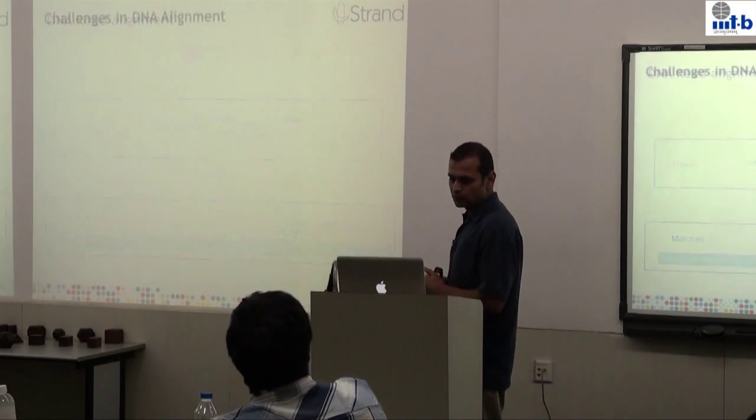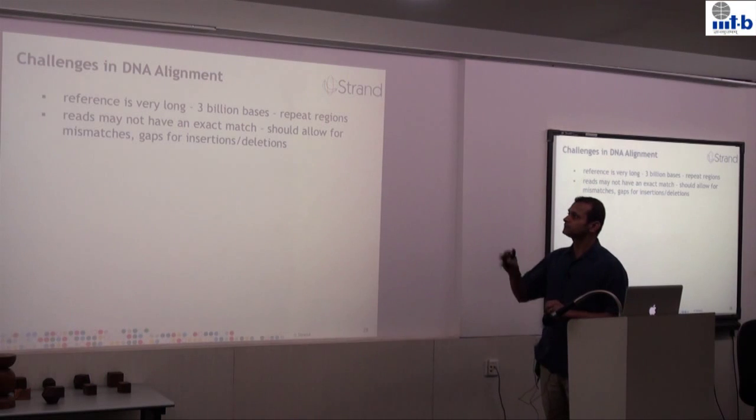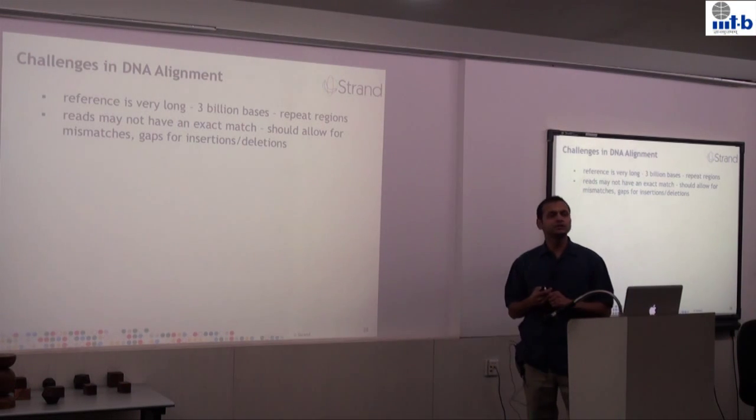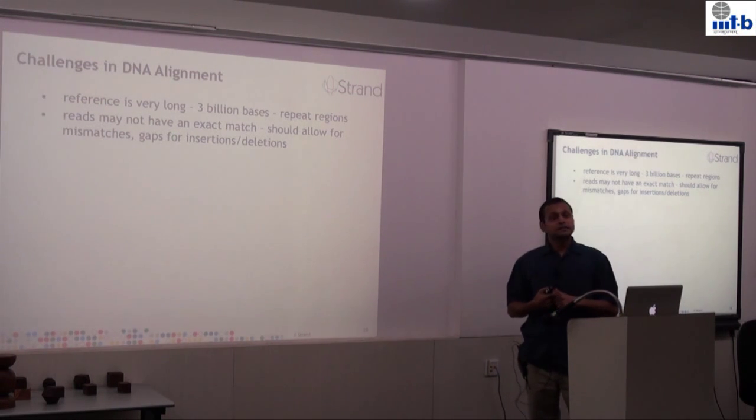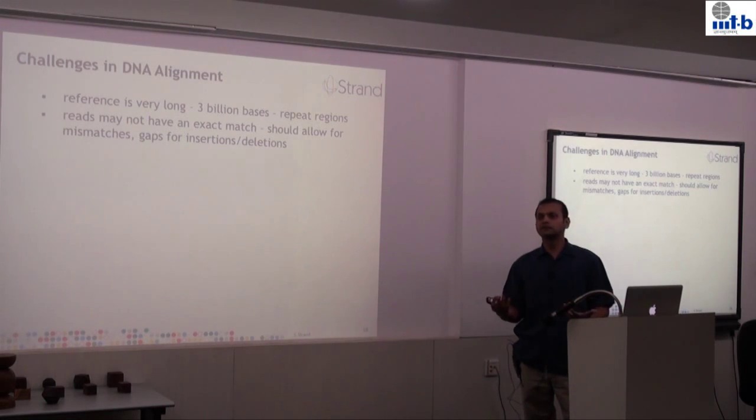So the challenge here is that, first of all, the reference is very long, and there are repeat regions. There are a lot of complications in the reference genome. It's not all unique. There are regions which are repeated. So how would you know that this small sequence, 100 long, is coming from this area or from that area, right? Now reads, as you pointed out, may not have the exact match. I may differ from the reference genome.